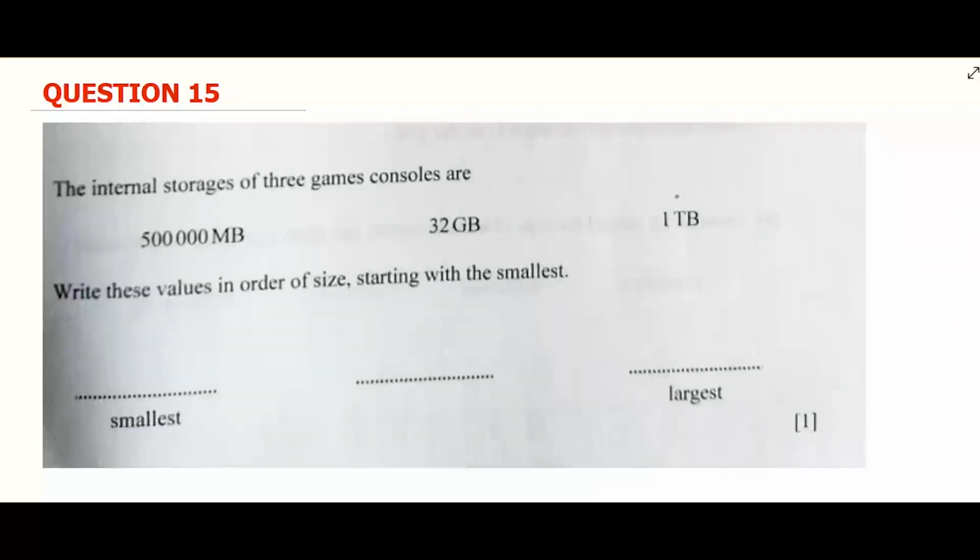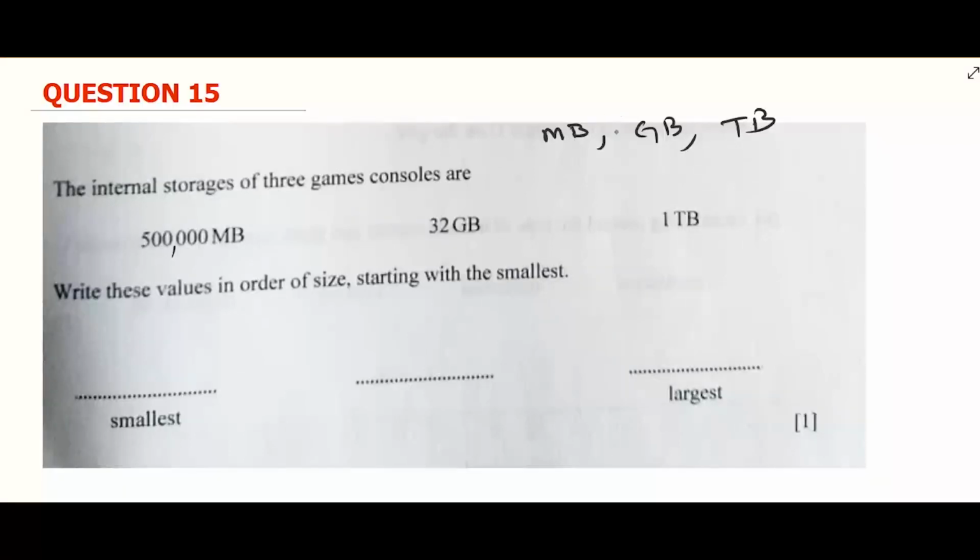We have question 15. The internal storages of 3 games consoles are 500,000 megabytes, 32 gigabytes, and 1 terabyte. Write these values in order of size, starting with the smallest. If you look at the arrangement of the sizes, the smallest one is megabytes, followed by gigabytes, and followed by terabytes.